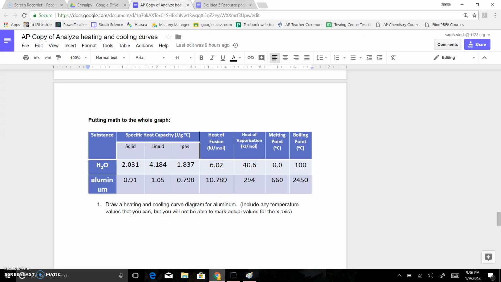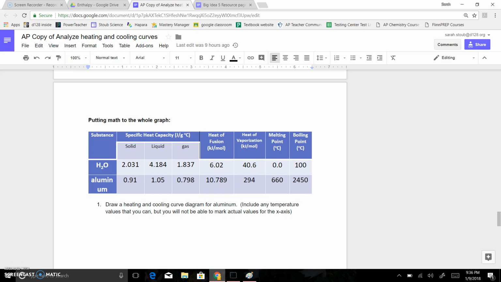The only thing that's tricky is taking a look at this chart, take a look at water. Here are your specific heats. Water has a different specific heat when it's a solid versus a liquid versus a gas. So when you use Q equals mc delta T, you have to pick the correct C. Are you in the solid part, the liquid part, or the gas part?